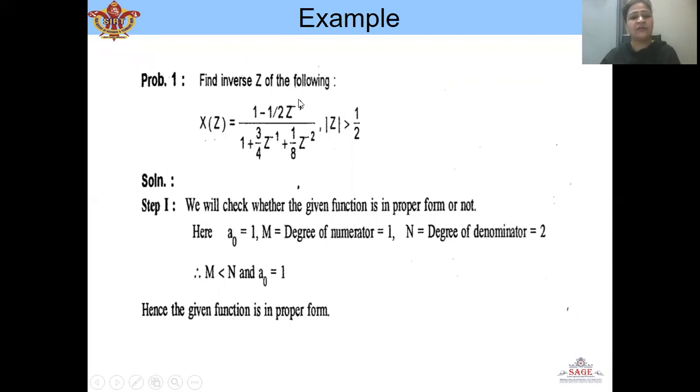We know the function is in proper form when the degree of the numerator is less than the degree of the denominator. Here we can see that the degree of the numerator is 1, whereas the degree of the denominator is 2. That means m is less than n, and a naught is equal to 1. A naught means the constant term, and it is equal to 1. So the given function is in proper form. Now we will move ahead with the partial fraction method.